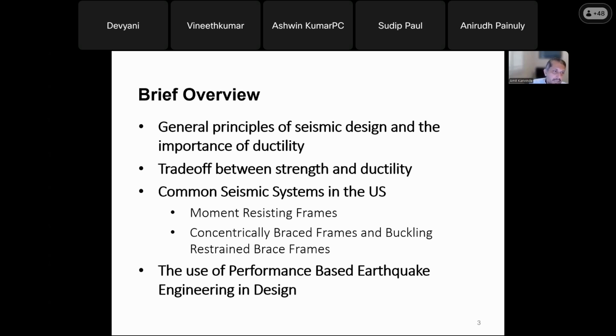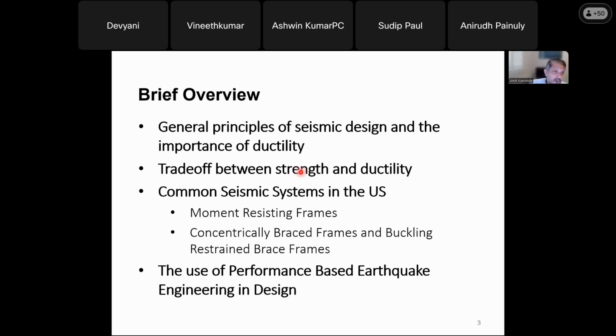So again, I'll start with general principles of seismic design and the importance of ductility. I guess at this point, many of you are aware that we try to design our structures to be ductile. But then really, from a fundamental standpoint, what is the importance of ductility? So I'm going to talk a little bit about that. Once I'm done with that, I'll get into talking about trade-offs between strength and ductility. And then once these basic concepts are out there, I'll talk about a couple of seismic systems. Okay, so I'll talk about concentrically braced frames and buckling restrained braced frames.